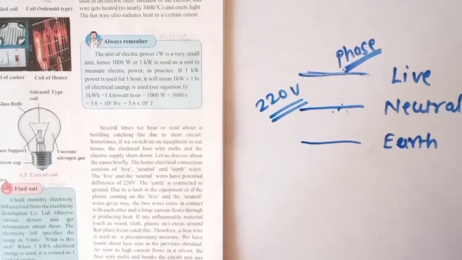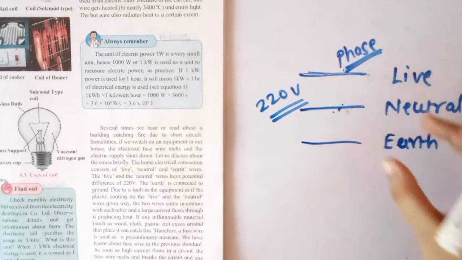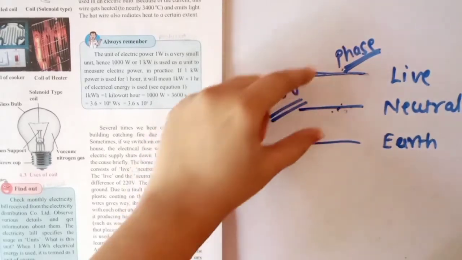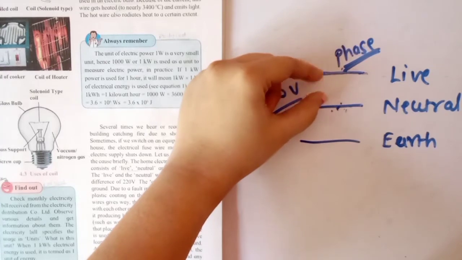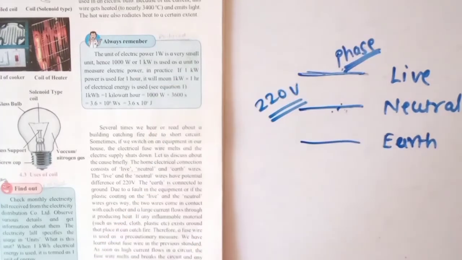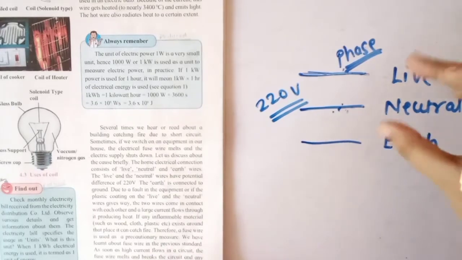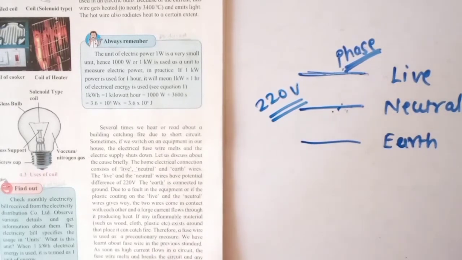Due to a fault in equipment, or if the plastic coating on the live wire and the neutral wire gives way, the two wires come in contact. Suppose by any mistake these two wires come in contact with each other, then what is happening? A large current flows through it, producing a large amount of heat.